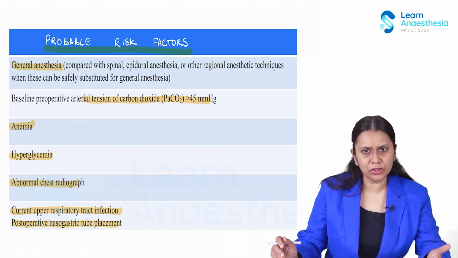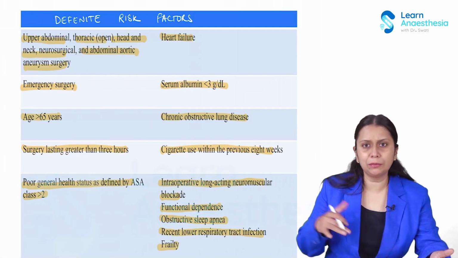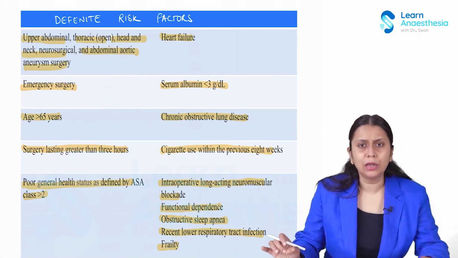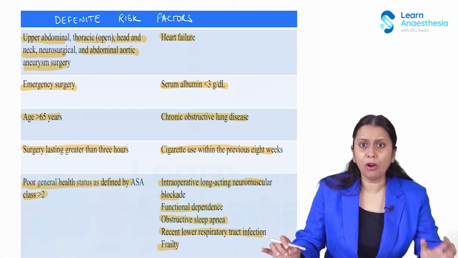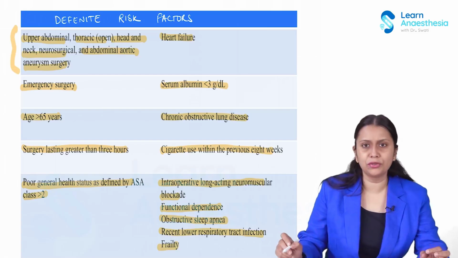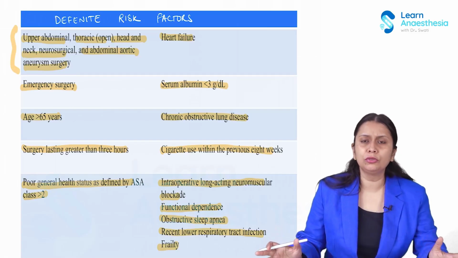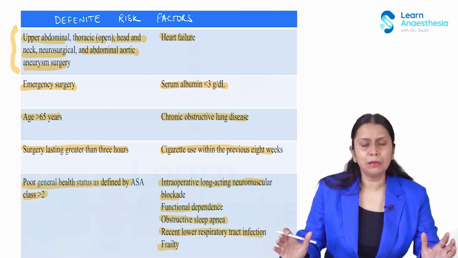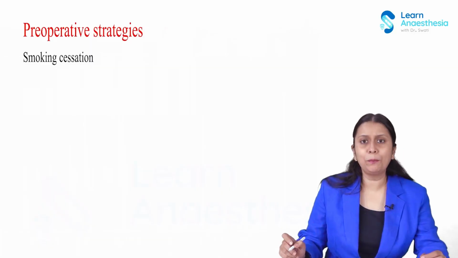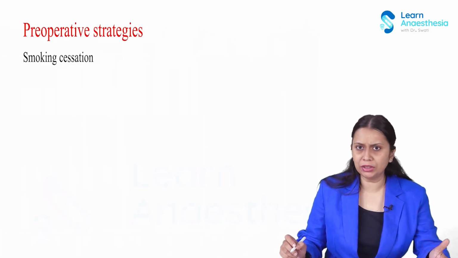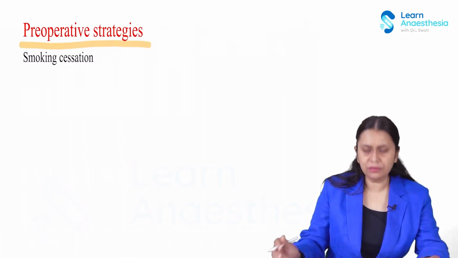So if some patient has more than 3-4 of these risk factors, the definite and the probable risk factors, we need to employ all the strategies to prevent perioperative pulmonary complication. Or if a patient is posted for a high-risk surgery and has even one or two risk factors, we should use all the strategies to mitigate post-op pulmonary complications. So let us talk about the preoperative strategies. Strategies have been divided into pre-op, intra-op and post-op. So let us first talk about preoperative strategies.